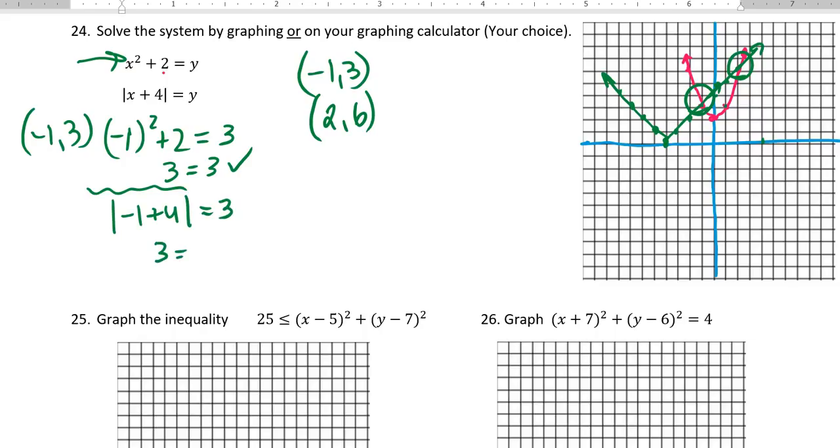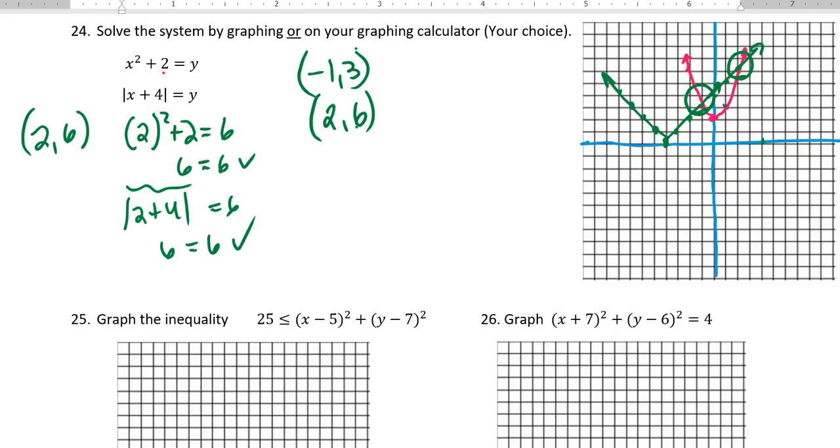So 3 is equal to 3, and that one's also true. So I checked my first coordinate for both equations. Now I'm going to check my second, and I check it, and it also is a solution. So these are my two solutions. But I also wanted to show you how to do a couple other methods.